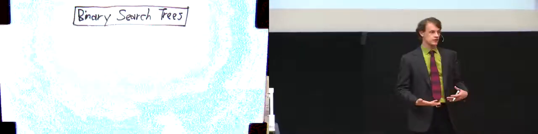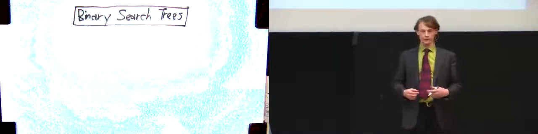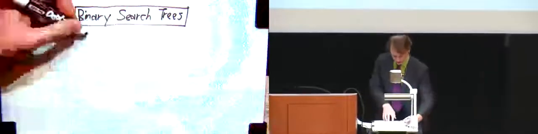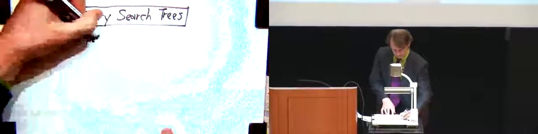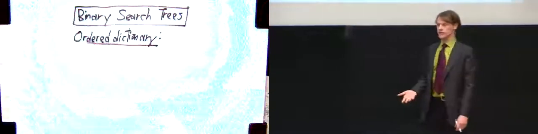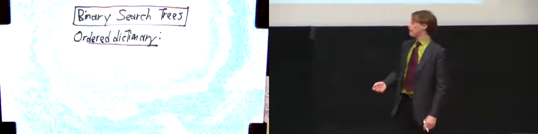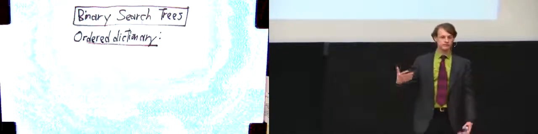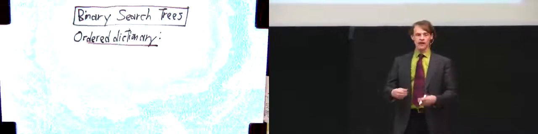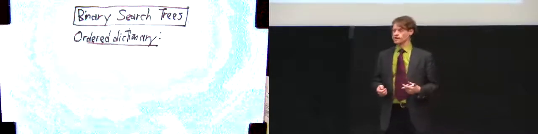A binary search tree is a particular data structure we're going to use to implement an abstract data type called an ordered dictionary. So we've already seen dictionaries, and one particular way to implement a dictionary is a hash table. An ordered dictionary is a little bit like a dictionary. It has all the same operations, but now we actually care about what order the keys come in.